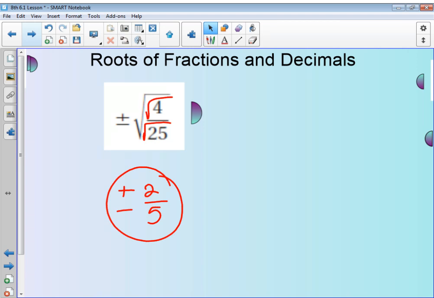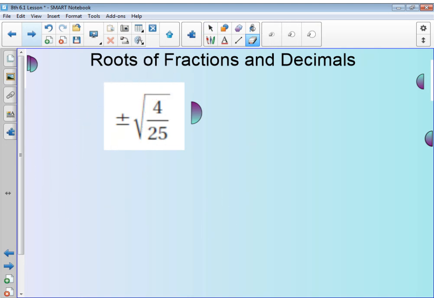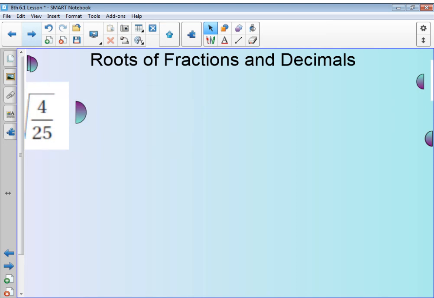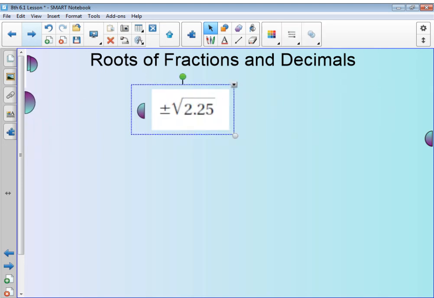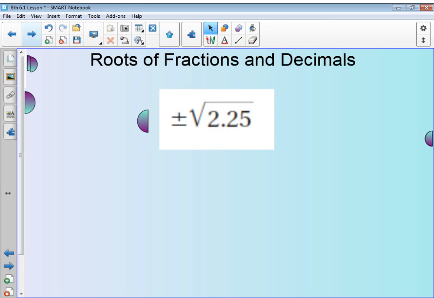Okay, so that's working with those square roots of rational numbers. Now we're going to do the same concept, only this time we're going to be working with decimal numbers. So here, the square root of 2.25. If you would like to use your calculator to do this, you may do that, if you have your square root button, just because right now I'm having you practice this concept.